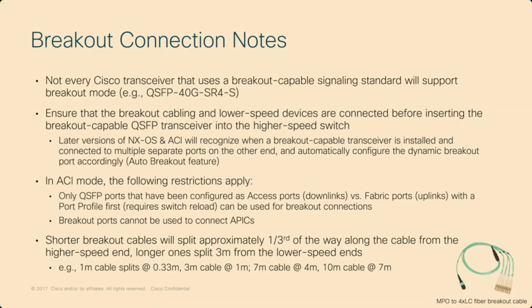If you're using the longer cables, that are higher than 3 meters, then typically the split will happen 3 meters from the lower speed end. So basically, if you're using a longer cable, that means that we have 3 meters of cabling distance from the split to the actual SFPs, which is usually enough to get you basically all the way up and down a given rack. So the split would basically happen once you actually reach the rack for the target devices.